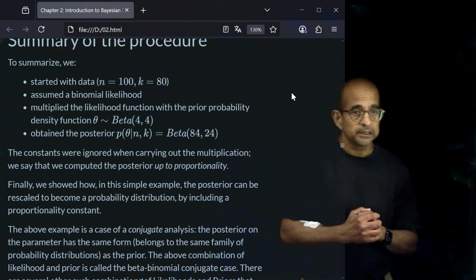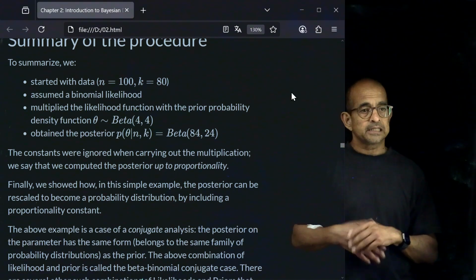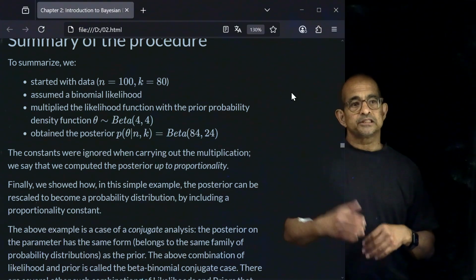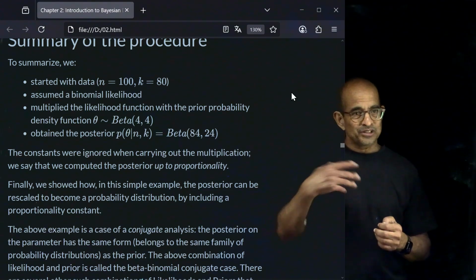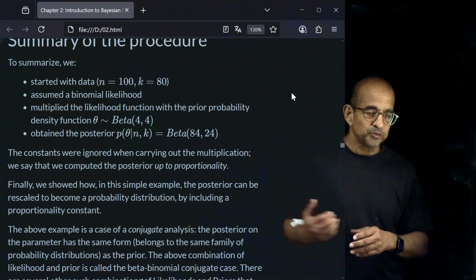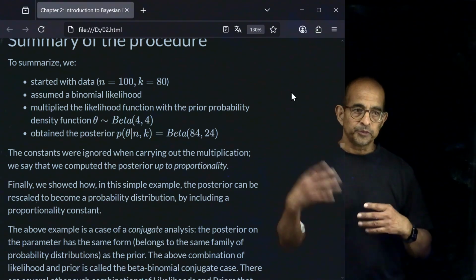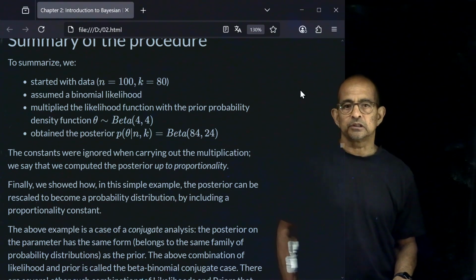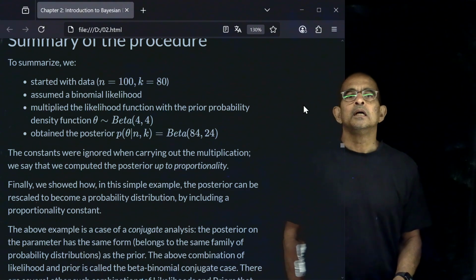For example, another famous example is the Poisson-gamma case, which I will discuss later. Another example is the normal case. You have a normal likelihood and a normal prior on the mu parameter. The posterior on mu will also be normal, and so on. So there are several other cases like this.